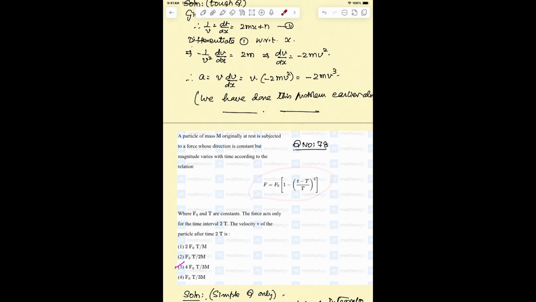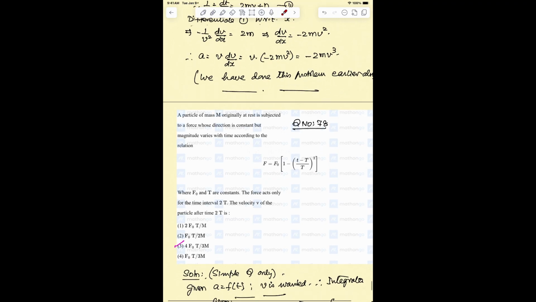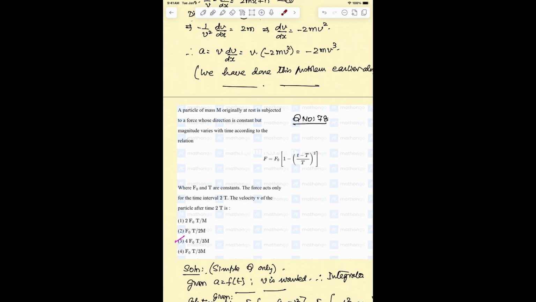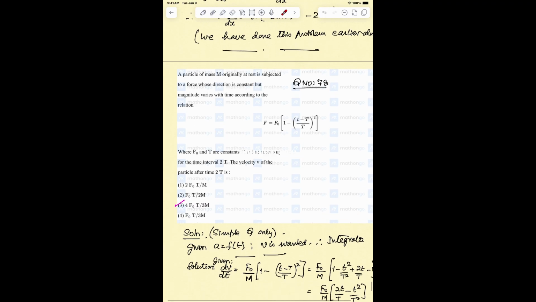This also we did something very similar to this question, whereas now the function is different. Now they are given the force. A particle of mass m originally at rest is subjected to a force whose direction is constant but magnitude varies with time as per this. That force equation is given in terms of time, which means they are given the acceleration equation, because divided by mass you get acceleration. Then they are asking what is the velocity of the particle after a time 2t?